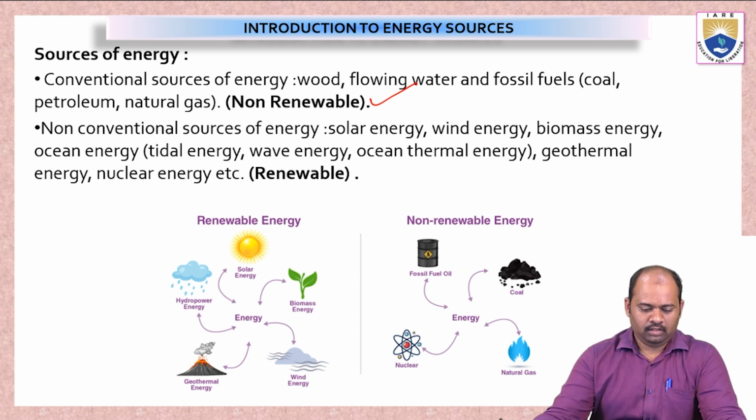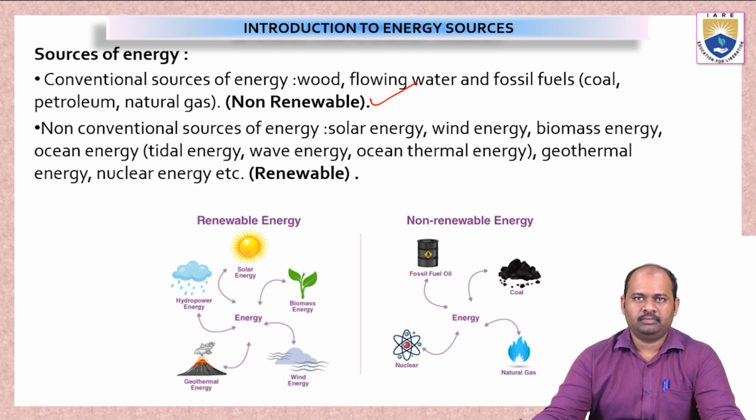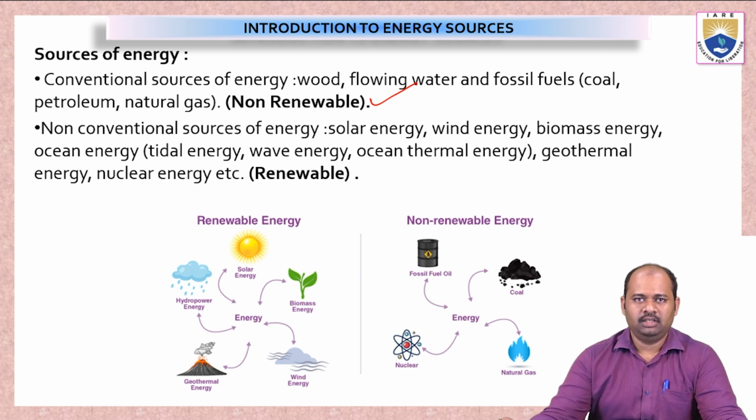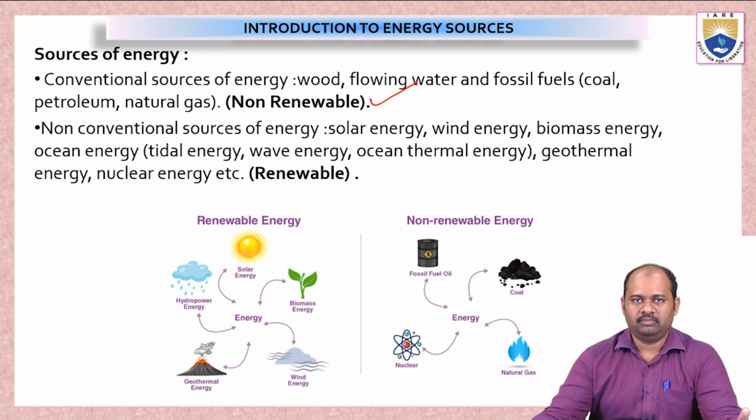And then non-conventional energy sources. These are sources like solar energy, wind energy, biomass energy, ocean energy, geothermal energy and nuclear energy. These are some of the energy sources which are renewable because they are available in nature. Even after using them in large quantities, we can still use them in future. They are very abundant, so we can renew them and use them many times.